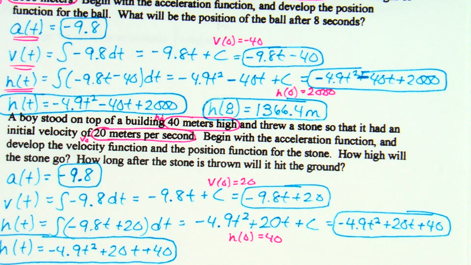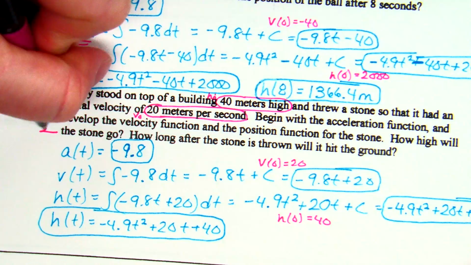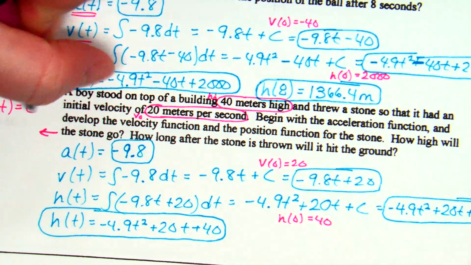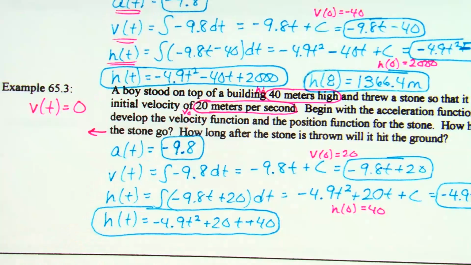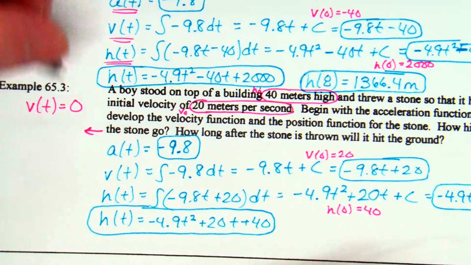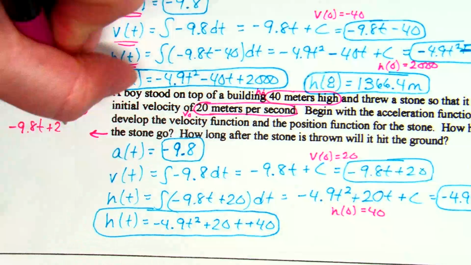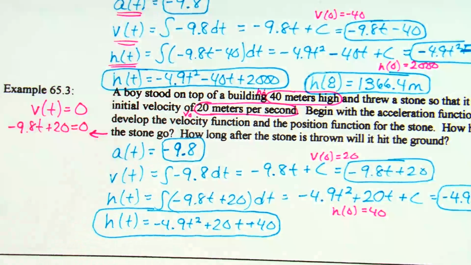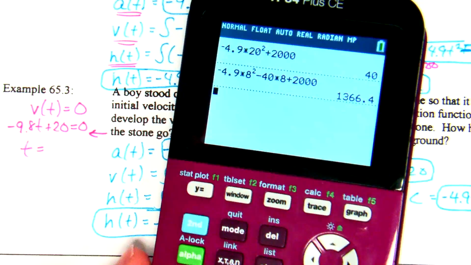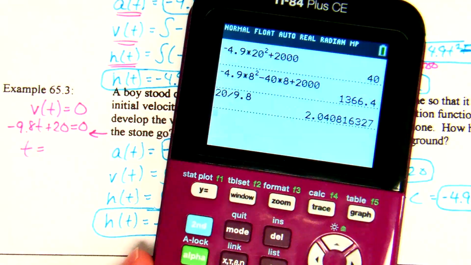So, we need to look on this question, how high will the stone go? We have to figure out when does velocity equal 0. Now, did we have a velocity formula? Yes. So we can use negative 9.8t plus 20 equal to 0. Your calculator can do the math here, right? Subtract 20 and divide by 9.8. 20 divided by 9.8, 2.0408 seconds.